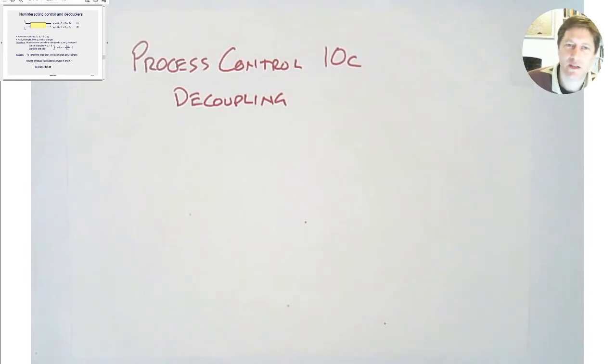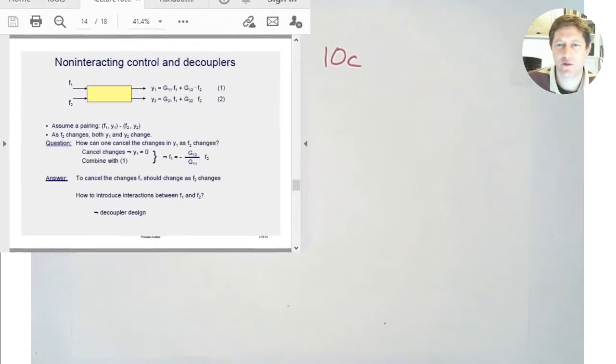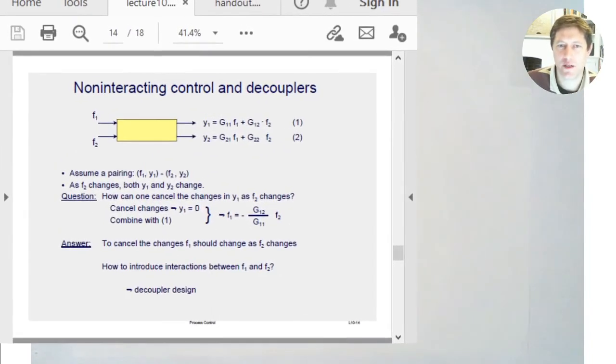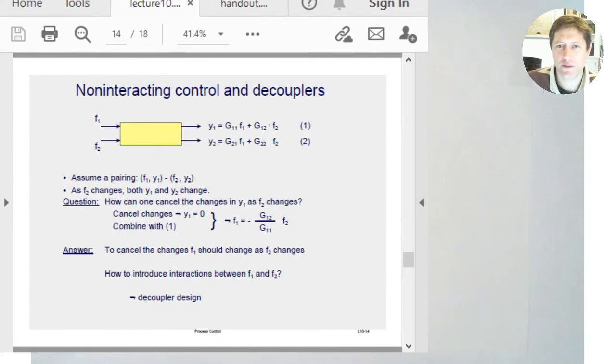If you can't do that, if your relative gain array has values of 0.4, 0.5, 0.6, and there are no obvious good candidates for pairs to make a control loop on, then we need to do decoupling. Decoupling, because obviously coupling is the problem, which is causing the interactions between the inputs and outputs that we don't want. So decoupling means doing something to the process to get rid of that interaction.